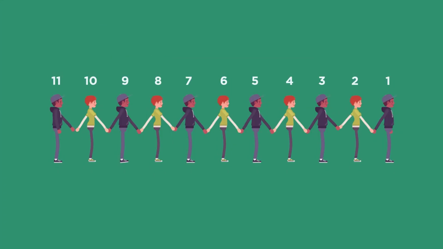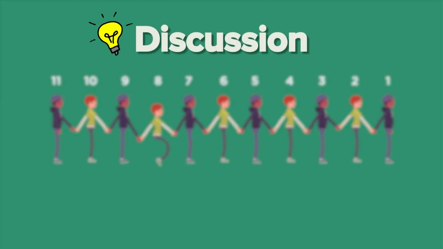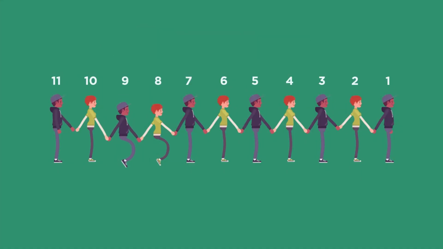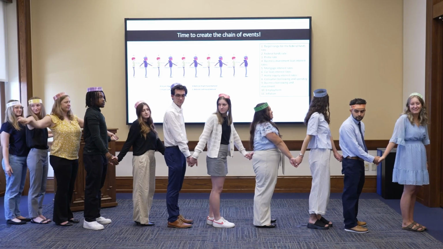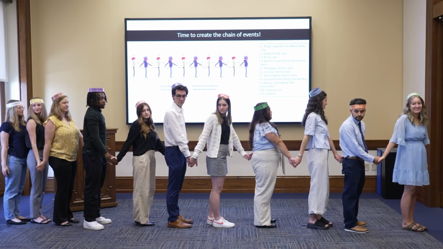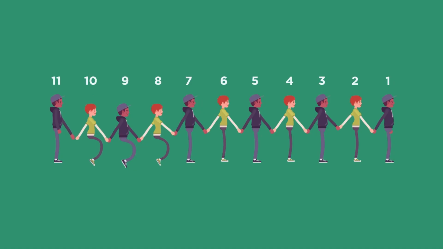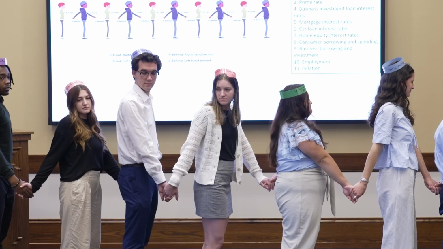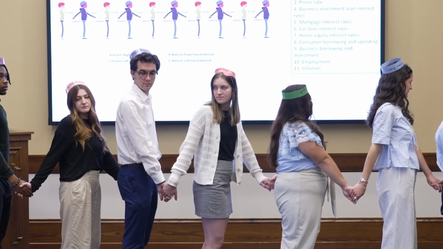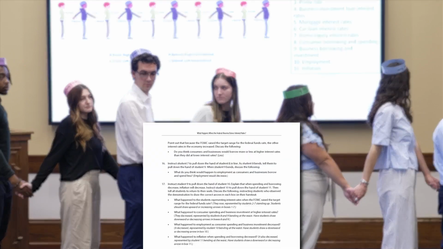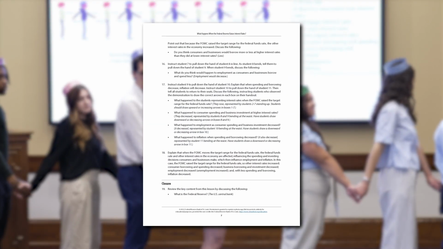Instruct student 7 to pull down the hand of student 8 in line. As student 8 bends, tell them to pull down the hand of student 9. Instruct student 9 to pull down the hand of student 10. Explain that when spending and borrowing decrease, inflation will decrease. Instruct student 10 to pull down the hand of student 11. Then tell all students to return to their seats. Discuss the questions for step 17 on page 7.